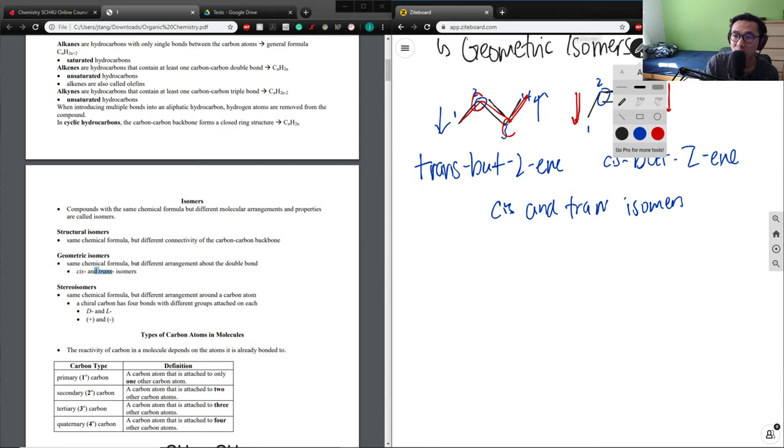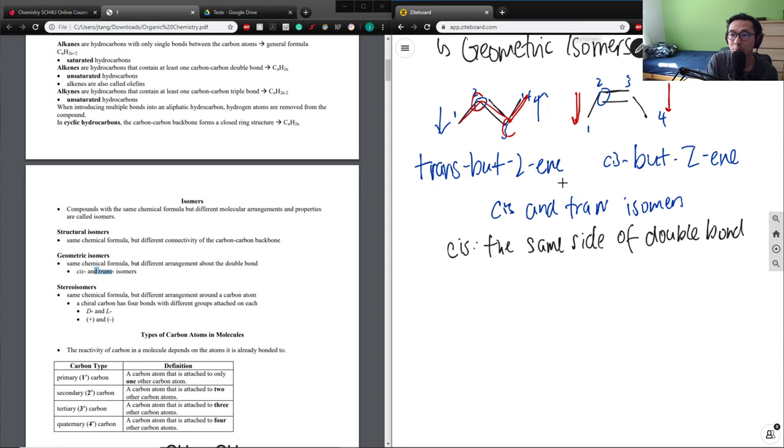Cis would be on the same side of the double bond. So in this case, remember, this could be an R group, so this could be bonded to other carbons, but they're on the same bottom side of this double bond, so we call it a cis isomer.